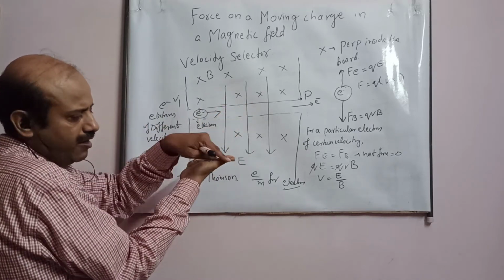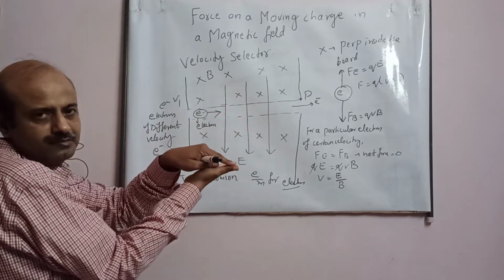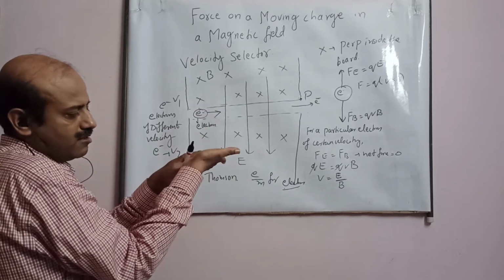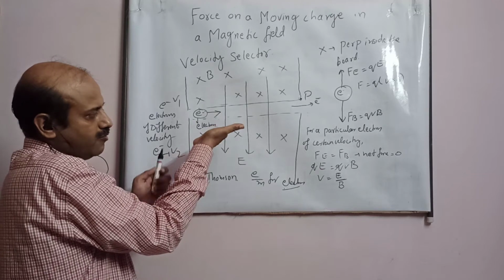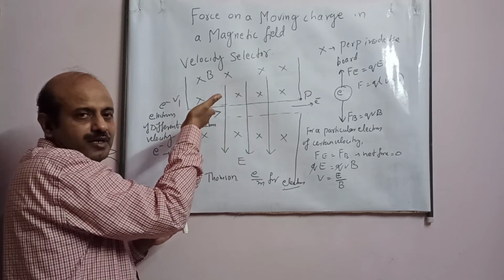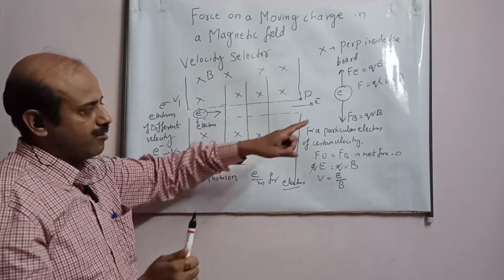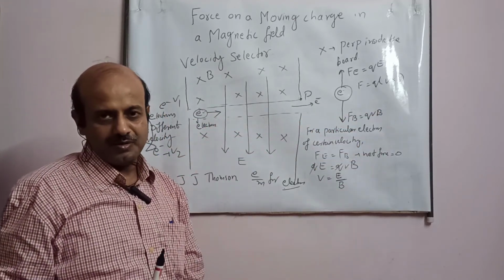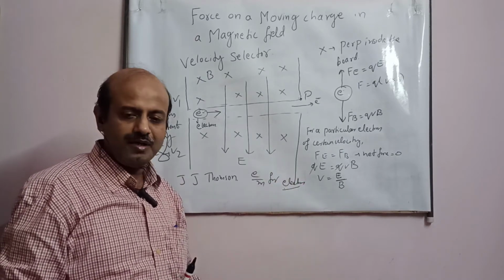So this is my first finger, the thumb. And the magnetic field is inside the board, so this second part of the hand goes inside. So force is coming upward. But since it is an electron, the real force will be downward. So I have drawn it here. And the angle is 90 degrees, so the force is QVB. So this will act as a velocity selector, student.